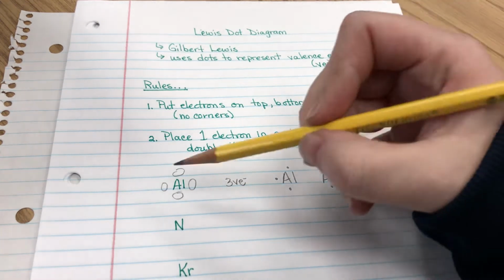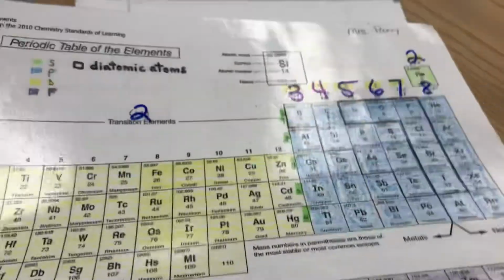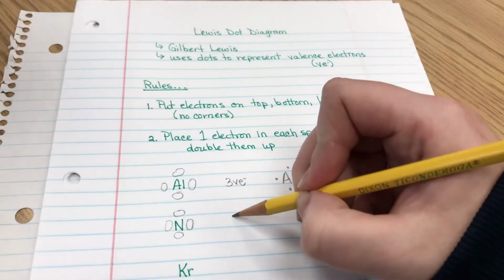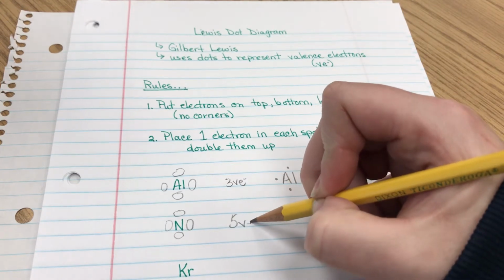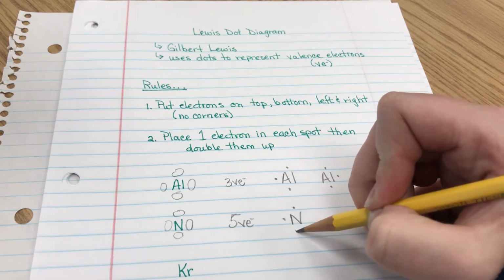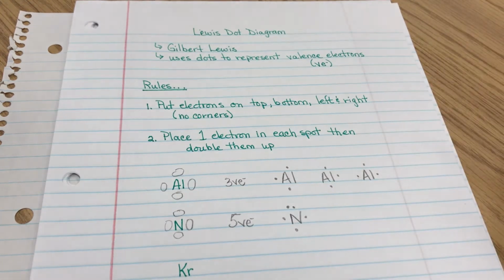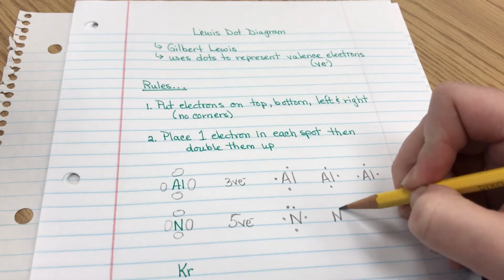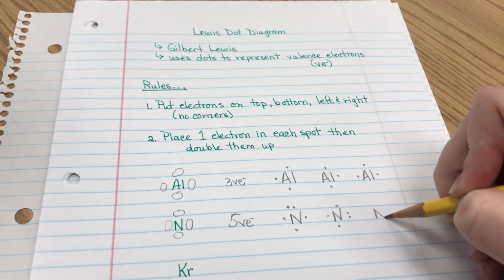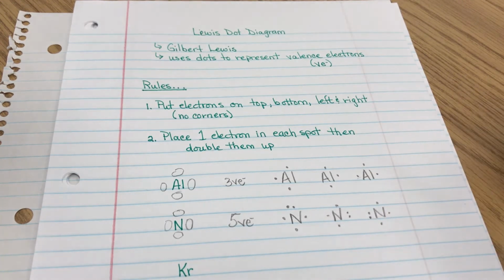For nitrogen, again, top, bottom, left, and right. If we look at nitrogen, there are 5 valence electrons. So I'm going to take my nitrogen, we're going to place the 4 dots, 1 in each, but I have an extra, and this is where I'm allowed to then pair it up. Again, that pair can go anywhere along the outside. As long as there's 1 in each, then you double.